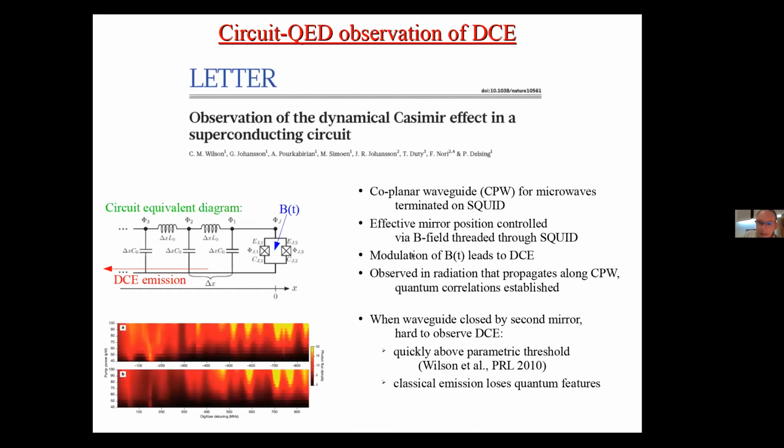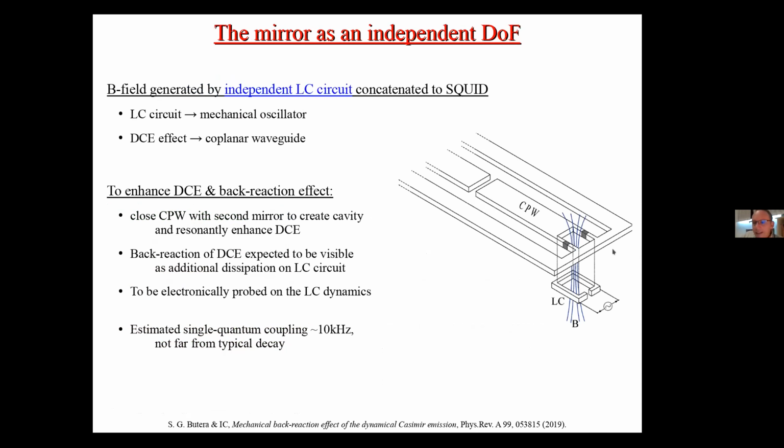So this B field. The idea is to have another small circuit which oscillates at a frequency, say 1.5 giga, and you look at the emission here at half the frequency. But you see that the main difference is that the B field here is not generated directly by some macroscopic object, but is generated by an LC circuit, which is a harmonic oscillator, which is coupled to the waveguide.